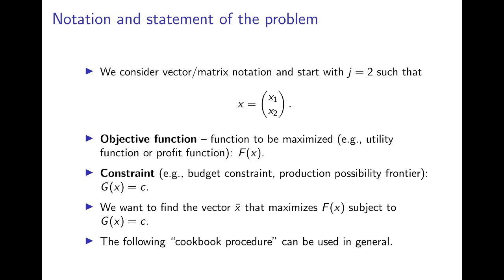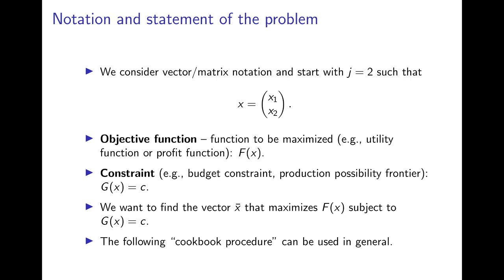This can either be, again, a utility function if you maximize utility of consumers. It could be a profit function if you maximize profits of firms. It could be a cost function if the firms minimize their costs, and so on and so forth. So there are many different functions that you can imagine in these contexts. Then there is a constraint, and the constraint is denoted by g of x is equal to c. And this is typically a budget constraint in case of household utility maximization, or in case of the maximization of firms, it could be the production possibility frontier that you can produce with the given production factors and technology at hand.